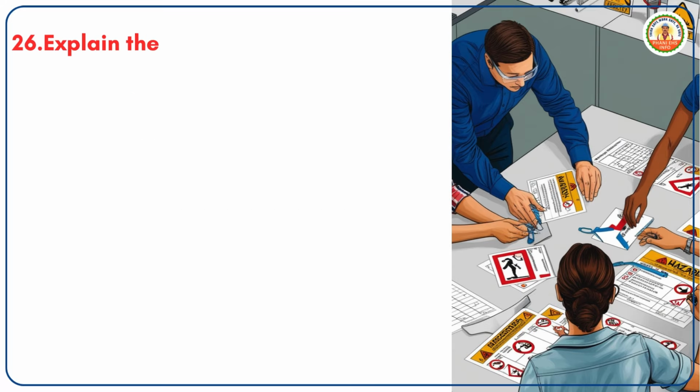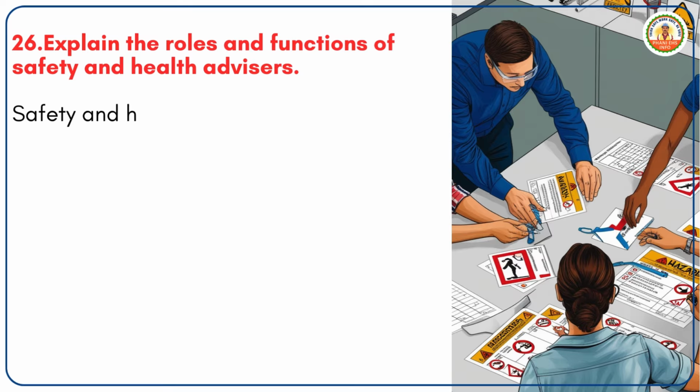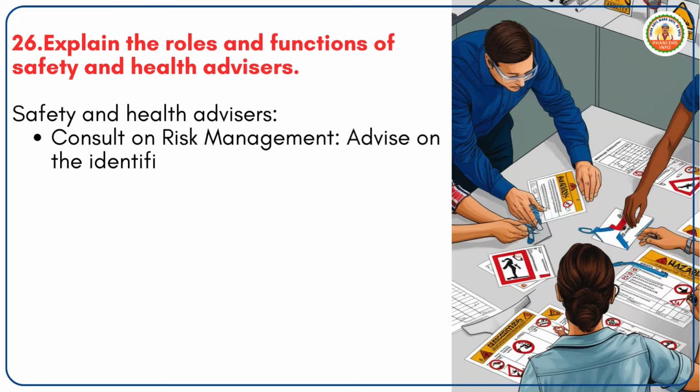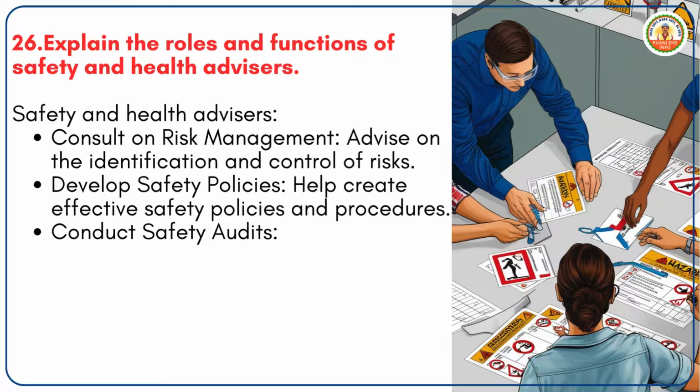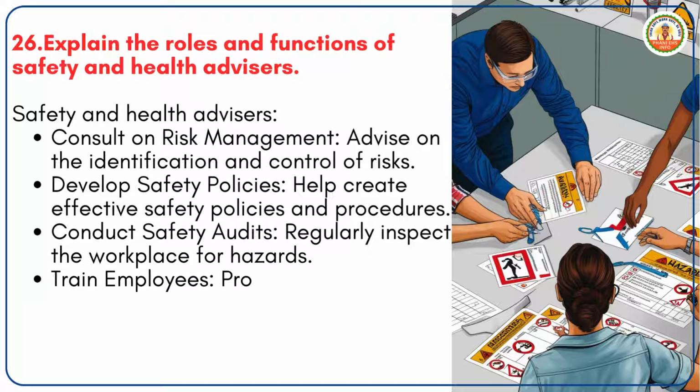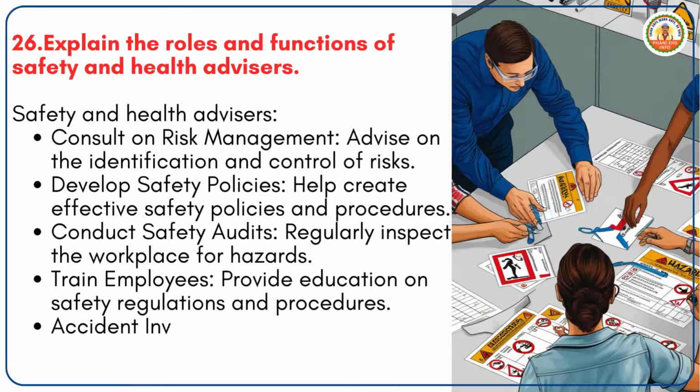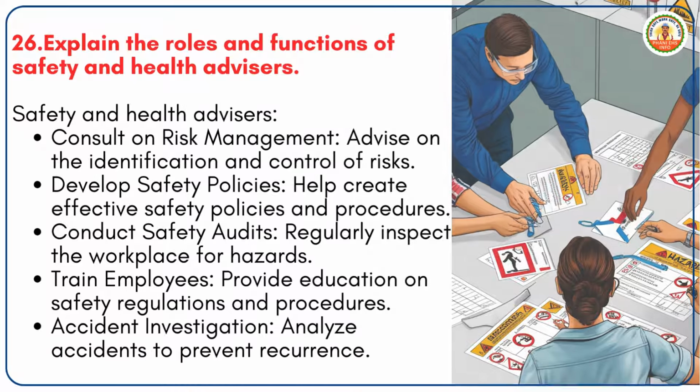26. Explain the roles and functions of safety and health advisors. Safety and health advisors consult on risk management, advise on the identification and control of risks. Develop safety policies, help create effective safety policies and procedures. Conduct safety audits, regularly inspect the workplace for hazards. Train employees, provide education on safety regulations and procedures. Accident investigation, analyze accidents to prevent recurrence.